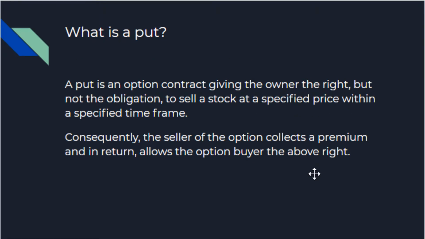A put is very similar, but it gives the owner the right but not the obligation to sell a stock at a specified price within a specified time frame. So consequently, the seller of the option, again, collects a premium and in return allows the option buyer that right.